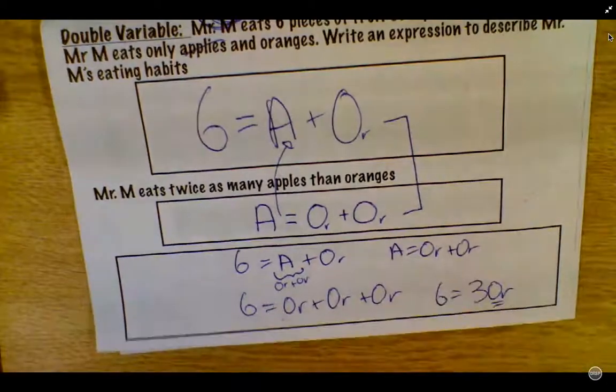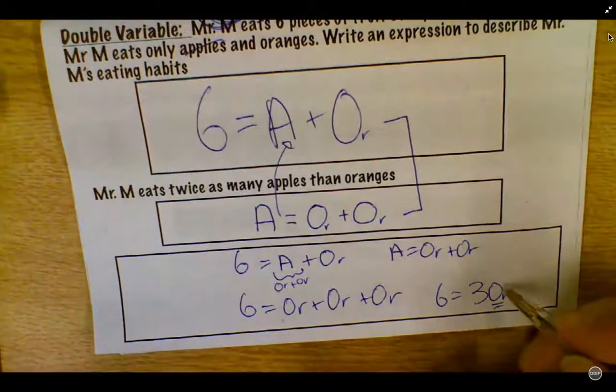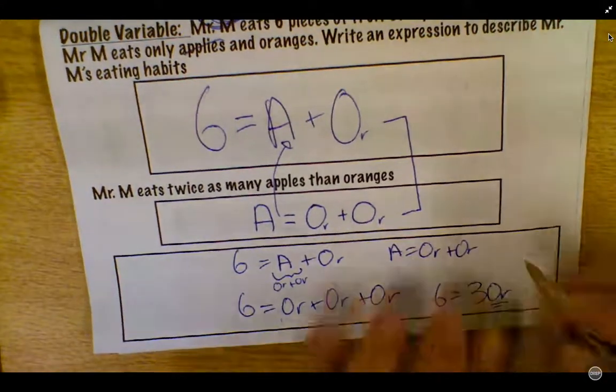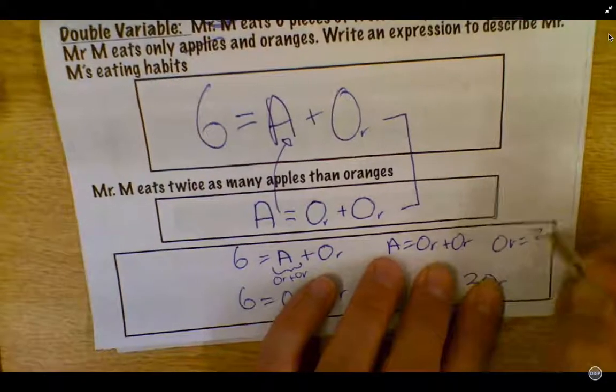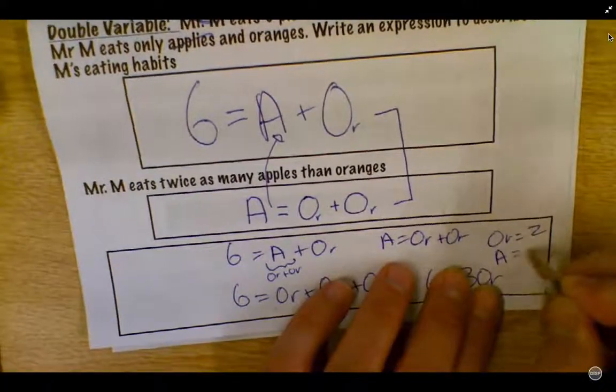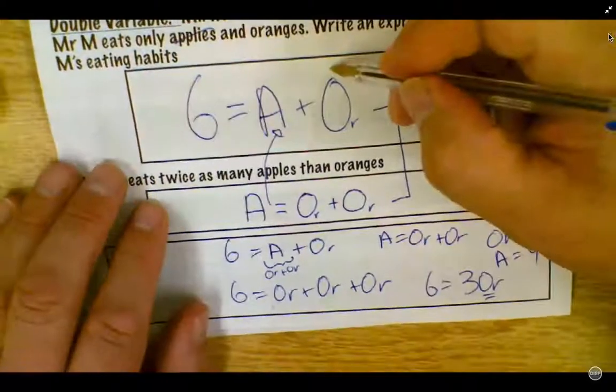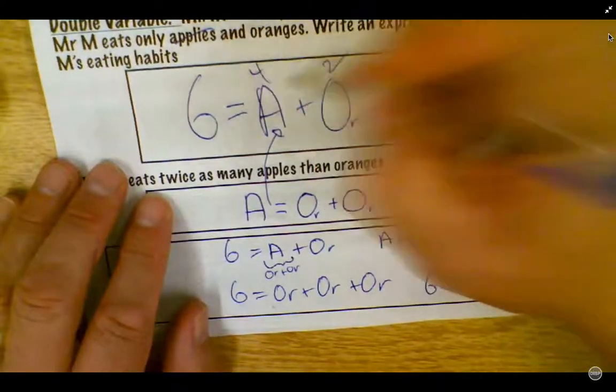What possibly could orange be? Well, orange has to be 2, because 3 times 2 will equal 6. So the orange equals 2. If orange equals 2, then the apples has to equal 4 because of up here, right? Orange equals 2, then apple equals 4.